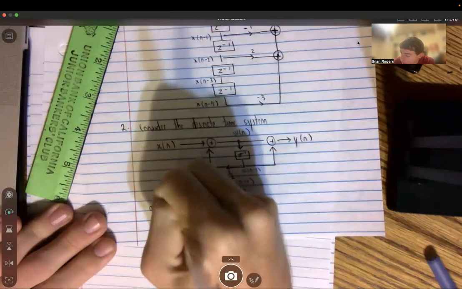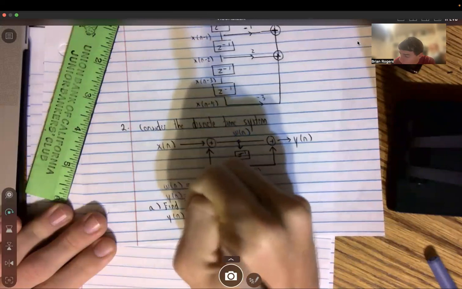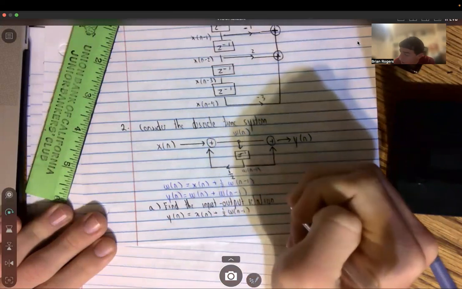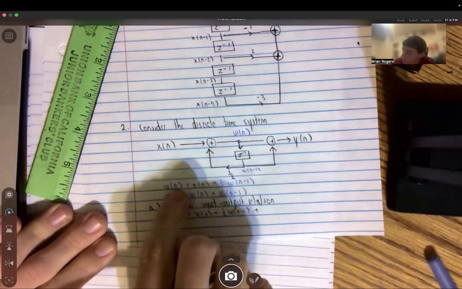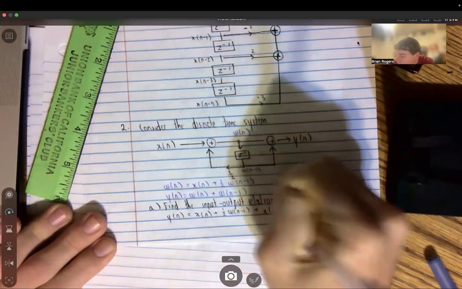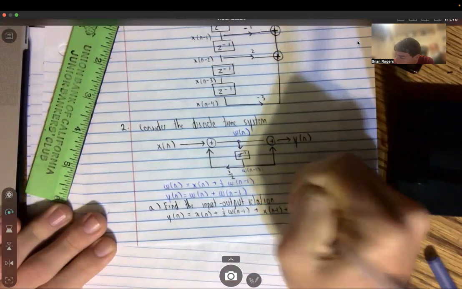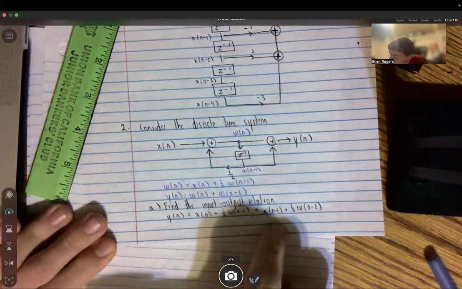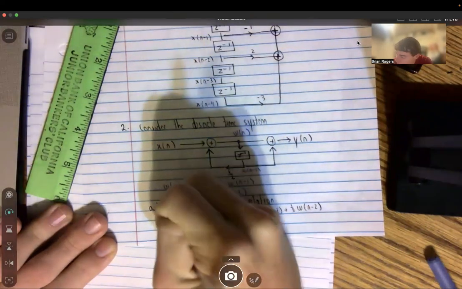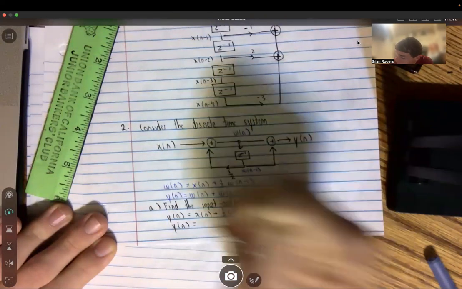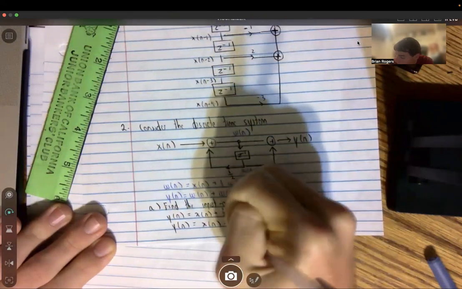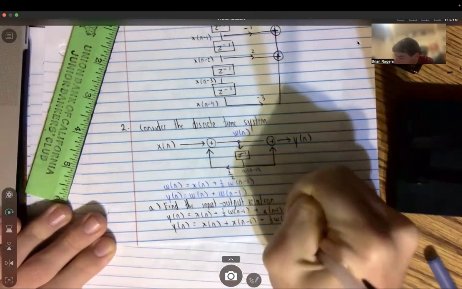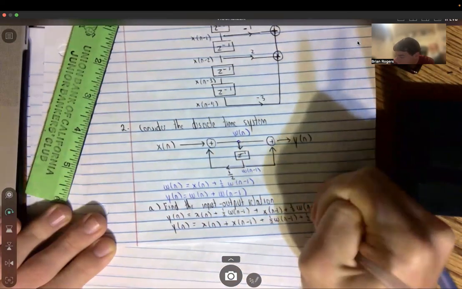So I'm going to rewrite y of n, set it equal to x of n plus 1/2 omega n minus 1. And then substituting in omega n minus 1 here, that's just x of n minus 1 plus 1/2 omega n minus 2. Okay, so now I'm going to group my x of n terms together, my omega n terms together. So I'm going to get y of n is equal to x of n plus x of n minus 1 plus 1/2 omega n minus 1 plus 1/2 omega n minus 2.